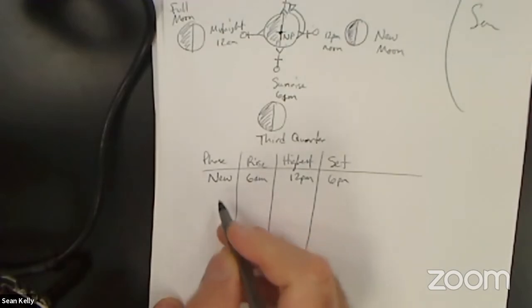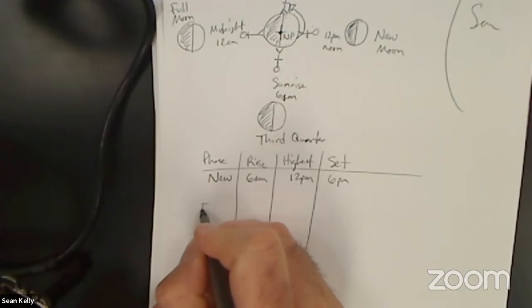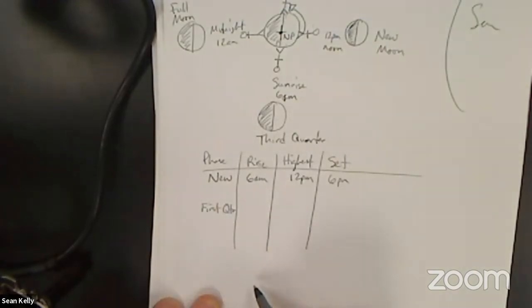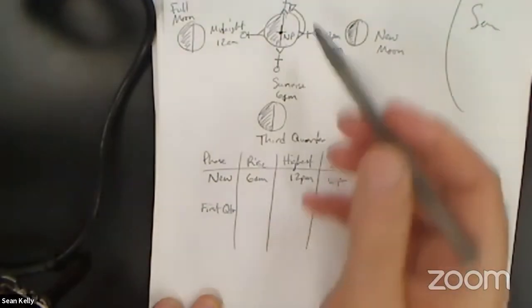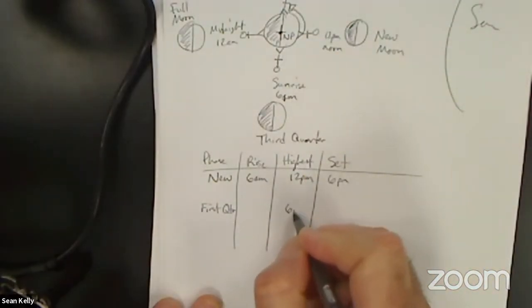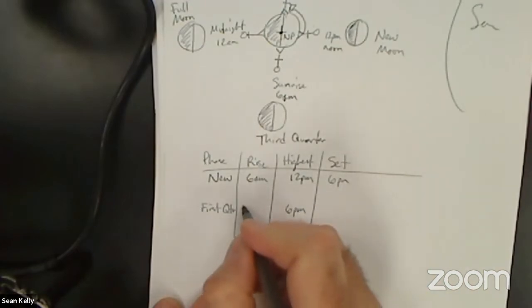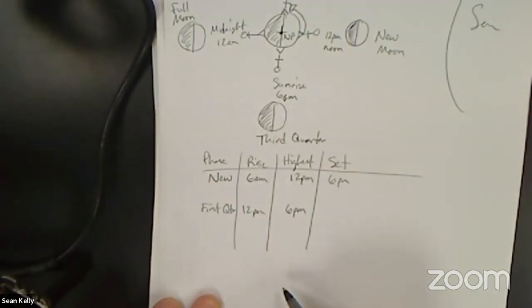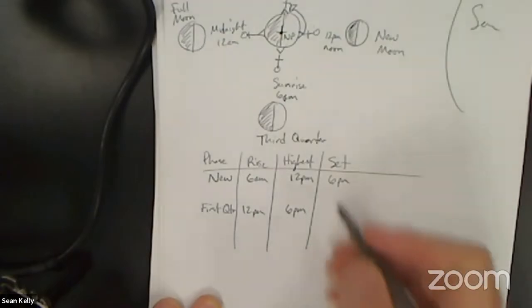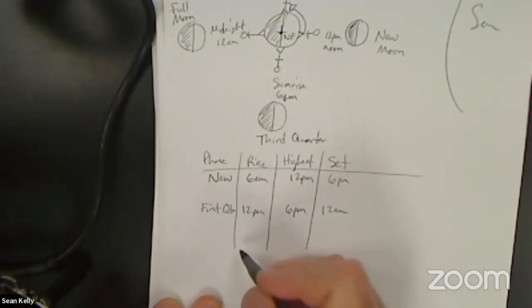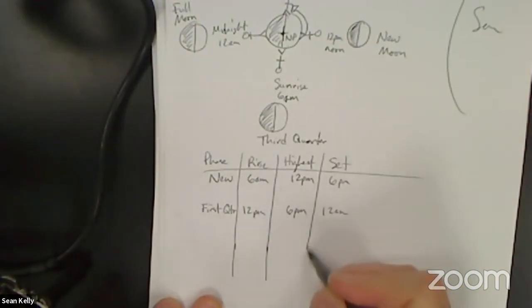I'm going to leave a little space, and then I'm going to put first quarter. I'm going to abbreviate just a bit. Sorry about that. Okay, so when was this first quarter moon highest? The answer was 6 p.m. So same idea. Let's subtract 6 hours. Well, you get 12 p.m., right? 12 noon. That's actually the real answer, noon. And the real answer is sunset. And then what's this answer? Well, the real answer is 12 a.m. or midnight, okay?